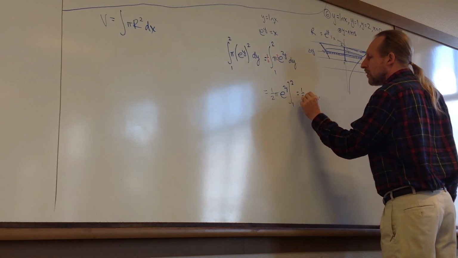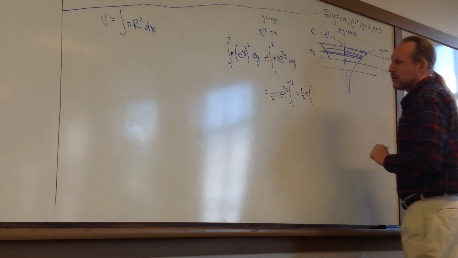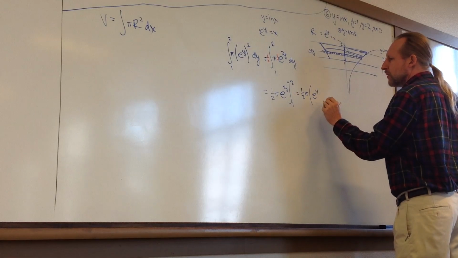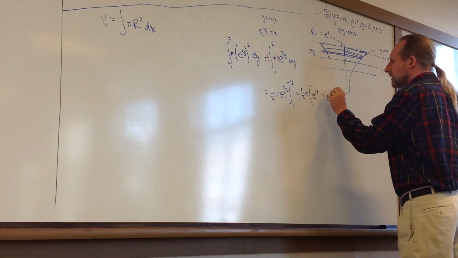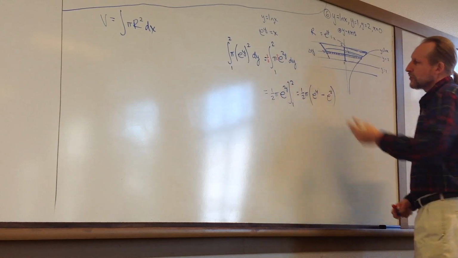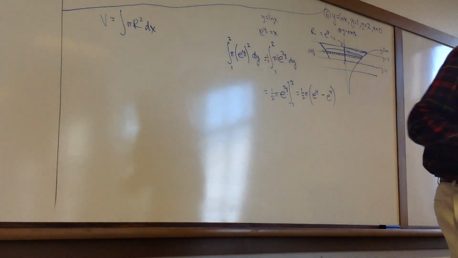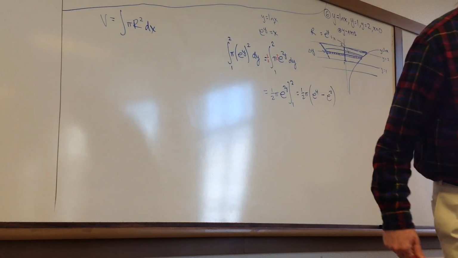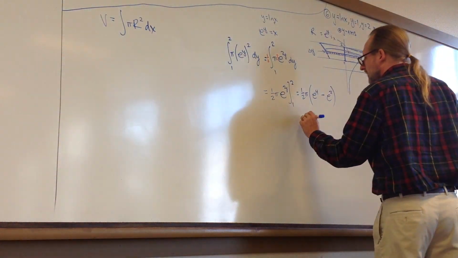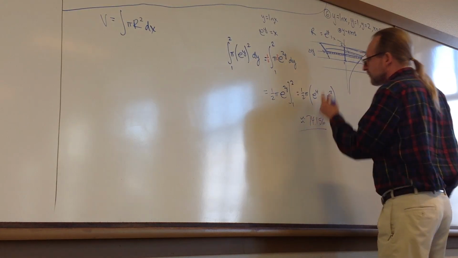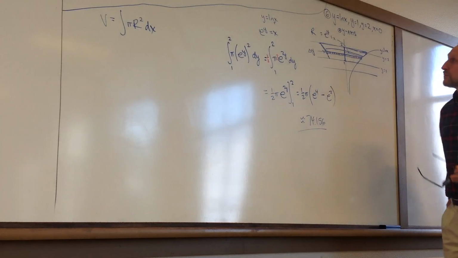I'll put the 1/2 pi outside here, and that'll be e to the 4th. And then when I plug the 1 in, that'll be e squared. And so this is our answer. And we can approximate this. Let's see, I think I wrote that down earlier. About 74. So this comes out to be about 74.156 if we evaluate this and make an approximation.